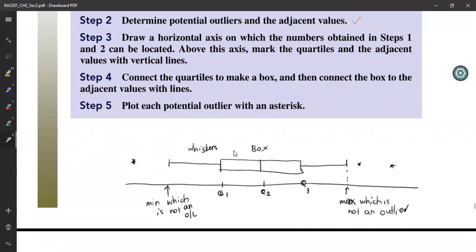The whiskers, like your cats and dogs, we have the whiskers besides their jaws. Okay, so that's why they're called the whiskers. Sometimes the whiskers are very lengthy, sometimes the whiskers are very short. Sometimes the box is symmetric, sometimes it's positive skewed, negative skewed. So you can have all these shapes from the box plot also.